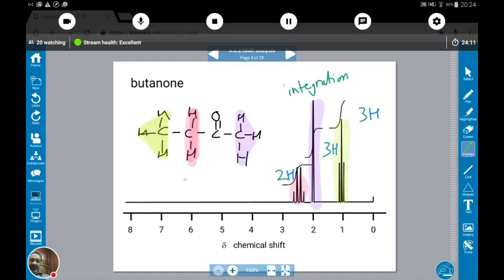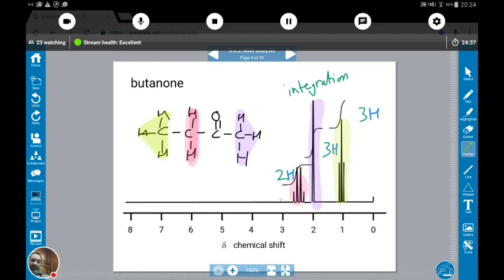Now let's try and explain the splitting part. Let's talk about this one over here. This is a CH2 group, and we've already established, because it's two hydrogens and this is a shorter peak, that this signal corresponds to that. What we need to explain is, how do we get this splitting into four? That splitting into four is actually a quartet.